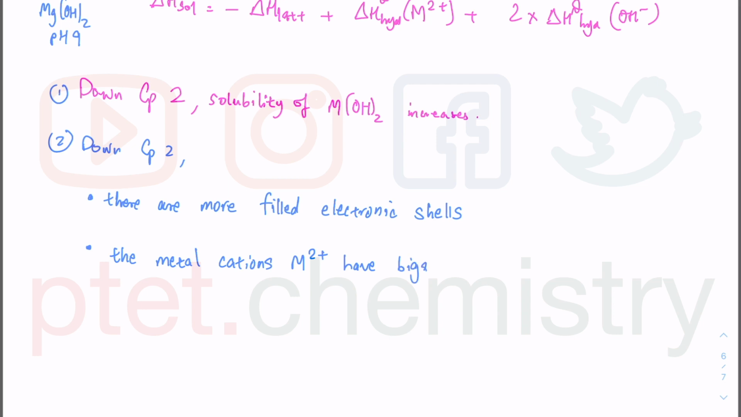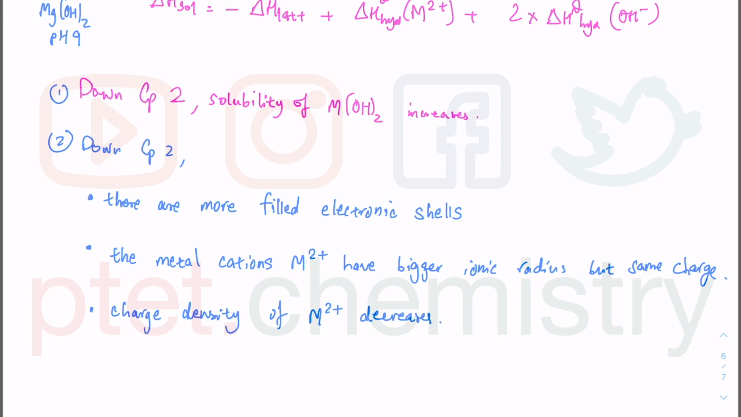I'm going to talk about bigger ionic radius, bigger in size, but the same charge. So it's the same +2 charge because they are all group 2 cations. So charge density of the cation, which is equal to charge over volume, will decrease down group 2, because all of this is talking about down group 2.